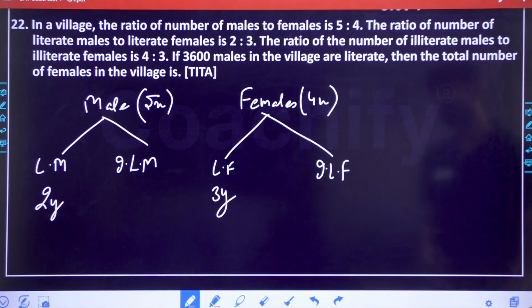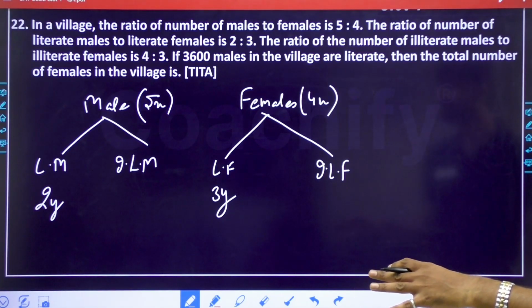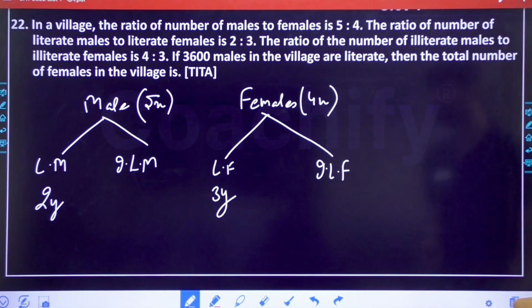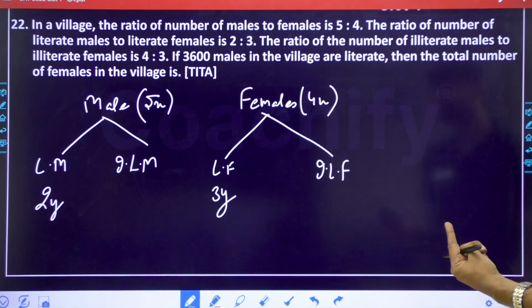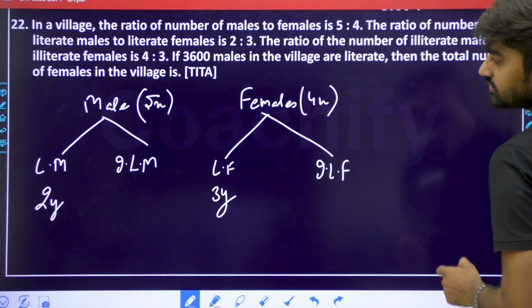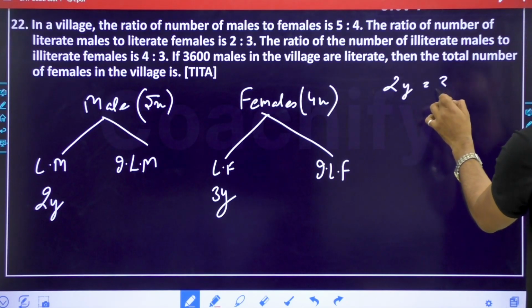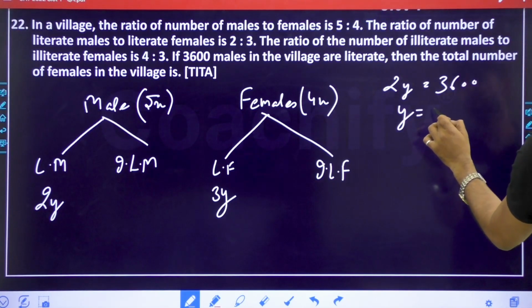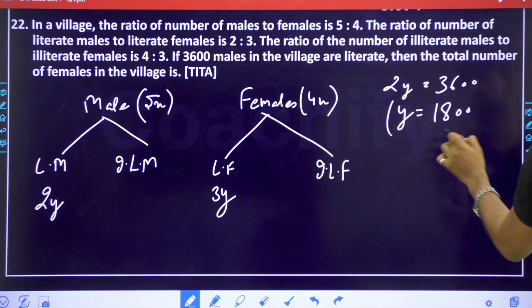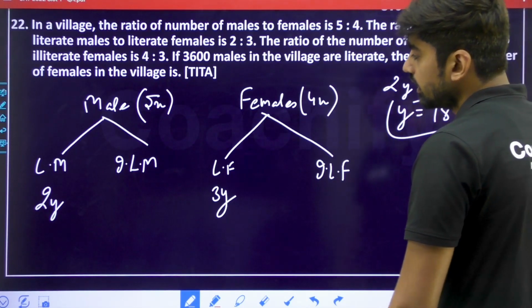Now the question says the ratio of the number of illiterate males to illiterate females is 4:3. 3600 males in the village are literate. That means 2y equals 3600, so y equals 1800. So we got our value of y from here.